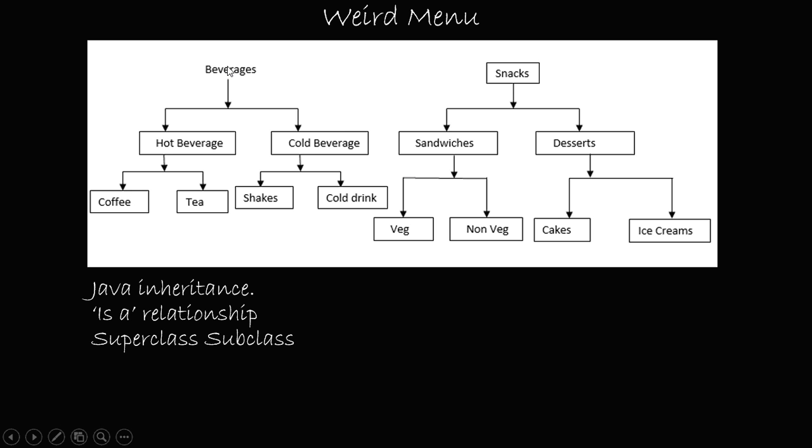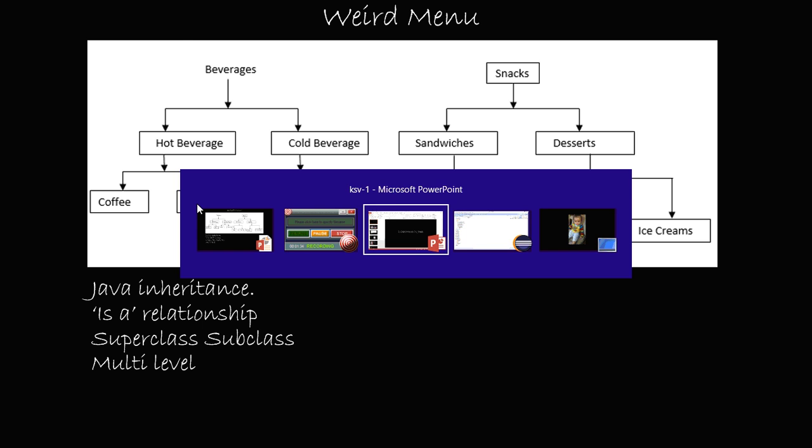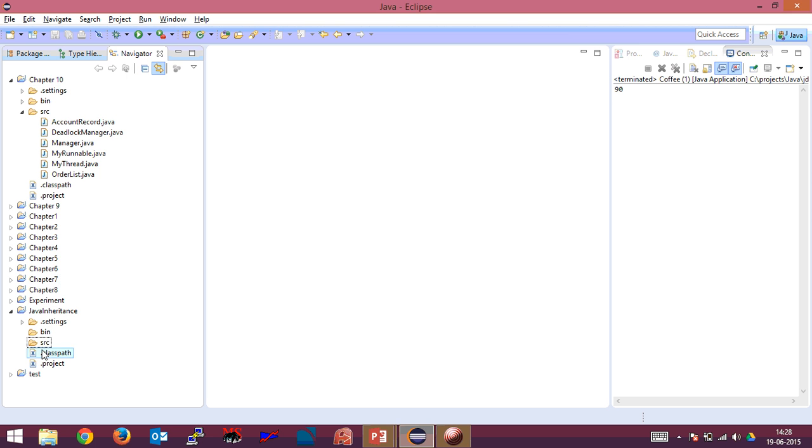Hot beverage is a beverage. Coffee is also a beverage. So coffee is related to both hot beverage as well as beverage. And it can go on till multiple levels. So you can actually add iced tea and lemon tea below tea. Now let's write some code to understand this.